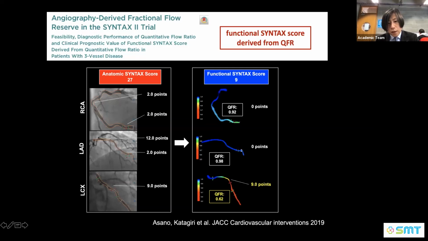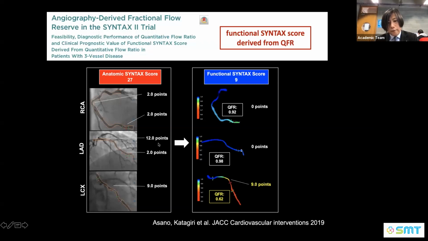And in this particular case, you can see that there was some lesion in the right coronary artery, but the QFR shows a negative result in the distal part of the RCA, 0.92. It is the same for the LAD, QFR 0.98. The circumflex has a significant drop in the QFR, 0.62. So we keep this point, but we waive the points from the RCA and LAD.